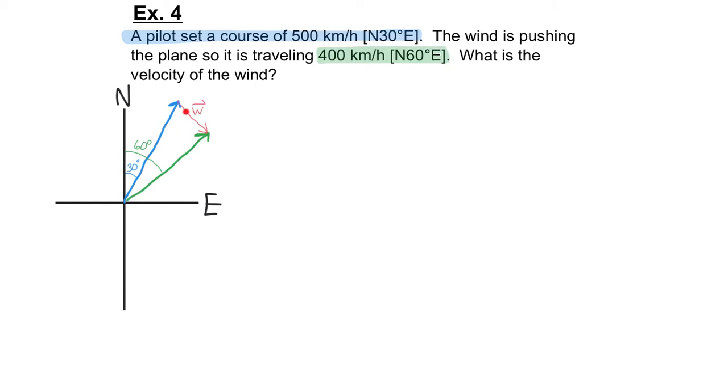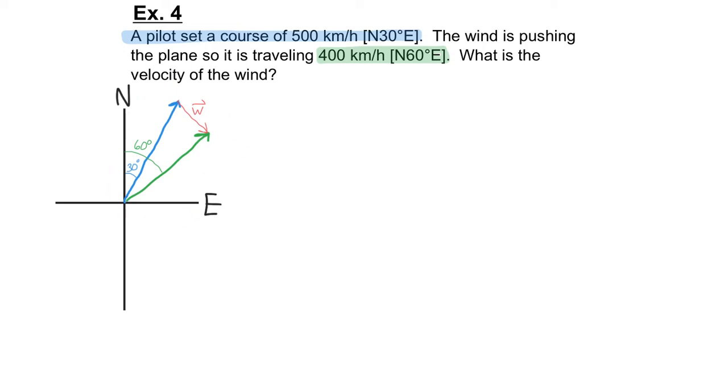Now I've shown the wind in red. So the wind is going to be blowing this way to push the plane so that the resultant is what's in green. So the original course set plus the wind gives us the resultant vector. So we have enough information. We could solve this geometrically.